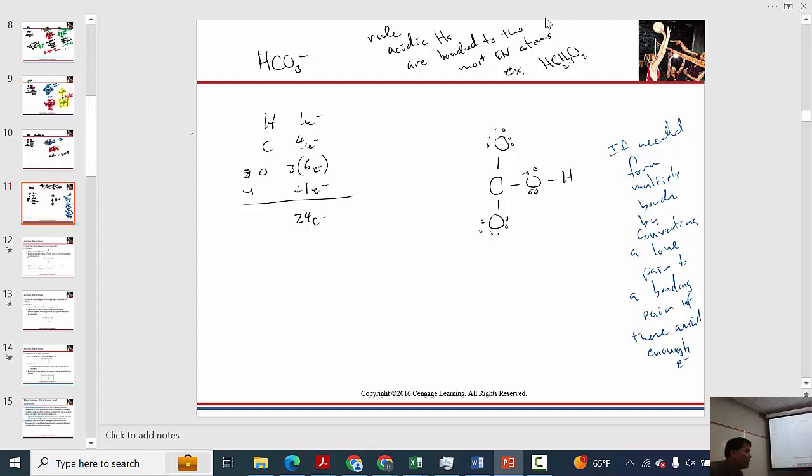And so in this case, carbon has how many? 6. It wants 8. And so what we're going to have to do is convert. But we have a choice. We can take the top oxygen, convert a lone pair into a bonding pair. This oxygen on the right, convert a lone pair into a bonding pair, or this oxygen on the bottom, convert a lone pair into a bonding pair.